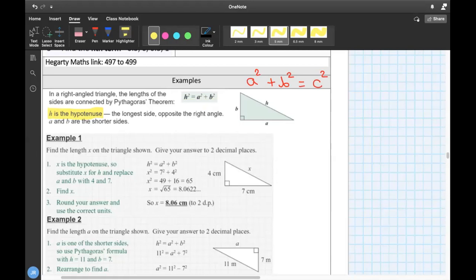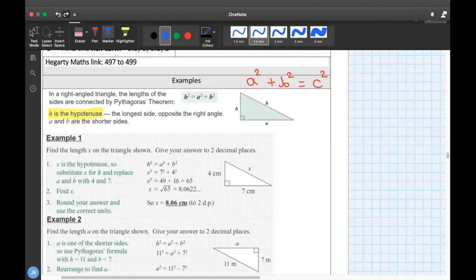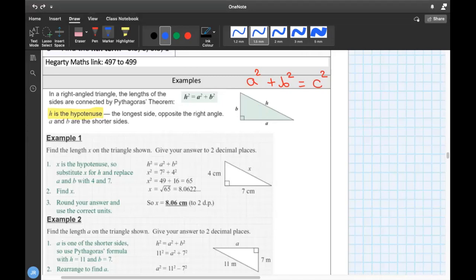And that will always be the side that's opposite the right angle. Okay, so you see our right angle is there, our hypotenuse is opposite it. And it will always be the longest side. So the hypotenuse of any triangle will always be opposite the right angle, if it's a right angle triangle. If it's a non-right angle triangle, it will just be the longest side.